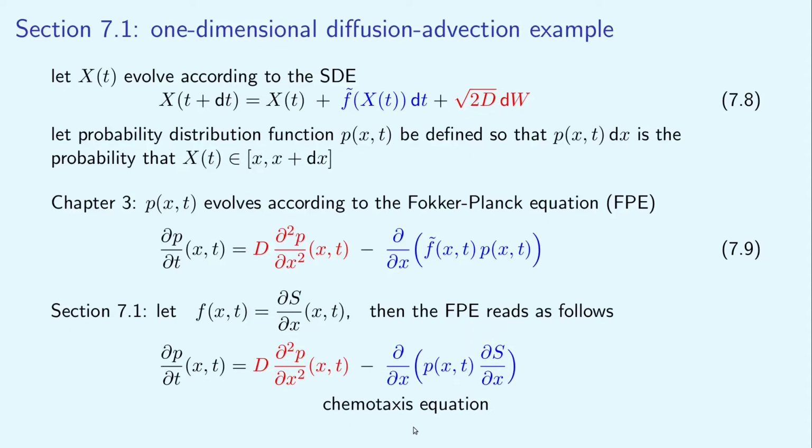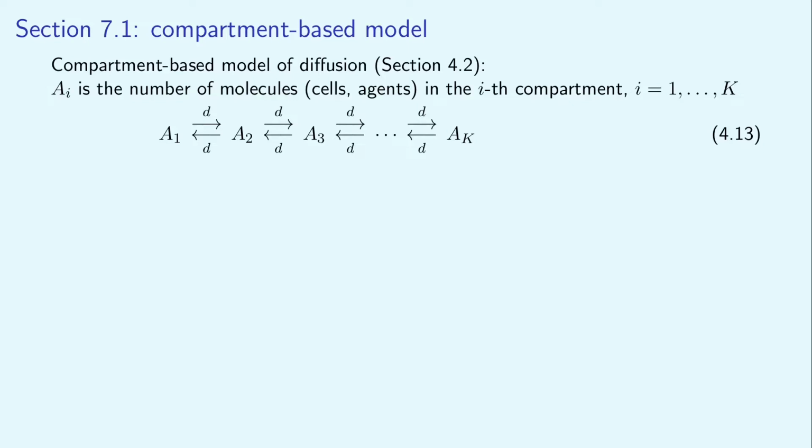In particular, considering individual-based modeling of diffusion advection processes, there is nothing new in section 7.1. We have already presented the underlying theory in chapter 3, where we have introduced and analyzed stochastic differential equations. What about compartment-based modeling?